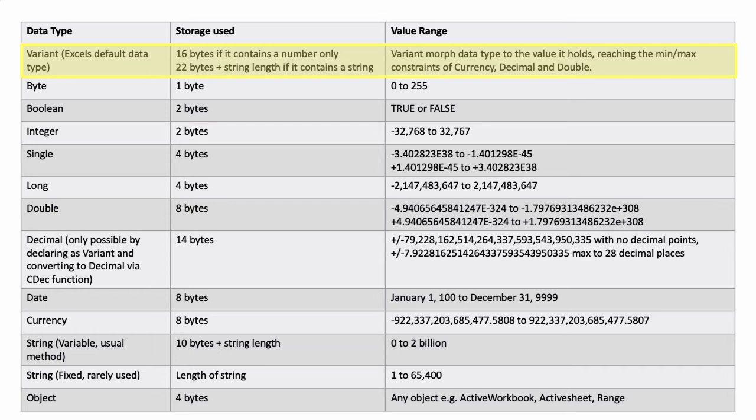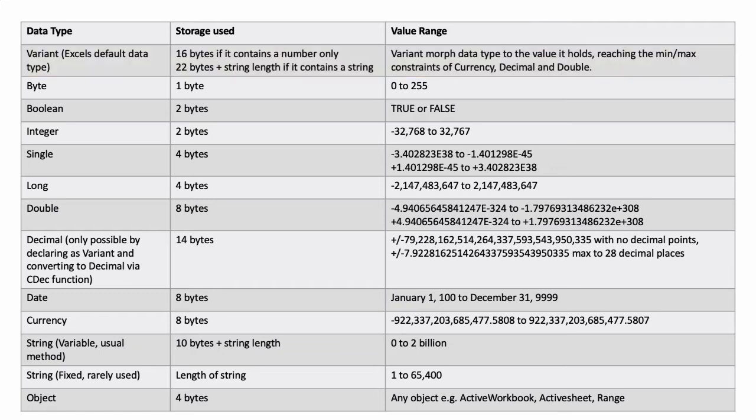Also, the maximum and minimums for variants will hit the maximum and minimums for whichever comes first, whether it's a currency, a decimal or a double number underneath, because these are the largest values that VBA itself can store. Although it's highly unlikely that you'll reach these, if the variant morphs to, for example, a currency and it hits that 922 trillion number, then it will give an error. So that's the variant data type, the default data type for VBA.